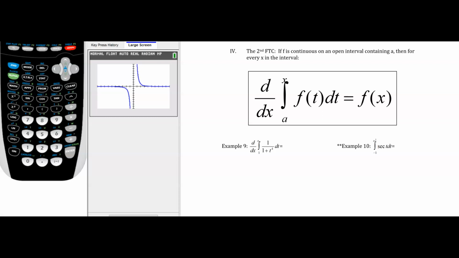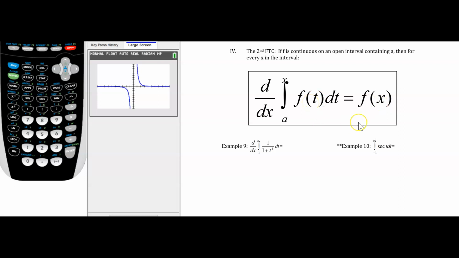So here is the second fundamental theorem of calculus, and it actually establishes a very important relationship between differentiation and integration. It says if f is continuous on an open interval containing some constant a, then for every x in the interval, the derivative of the definite integral of my function from a to x is equal to f of x. So this is suggesting if you do the derivative of the definite integral of a function going from a to x, you essentially get that function back out, but in terms of x, not in terms of t.